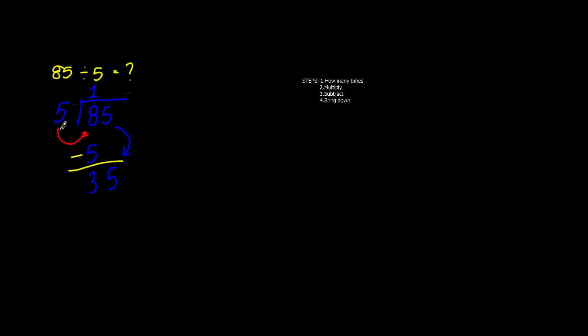So how many times does 5 go into 35? 5 can go into 35 at least 7 times, right? Now, multiplying 5 times 7 will give us 35, right? And therefore, subtracting these two will end up with 0. Now, to finalize our answer, we say 17, right? Remainder 0. Okay.